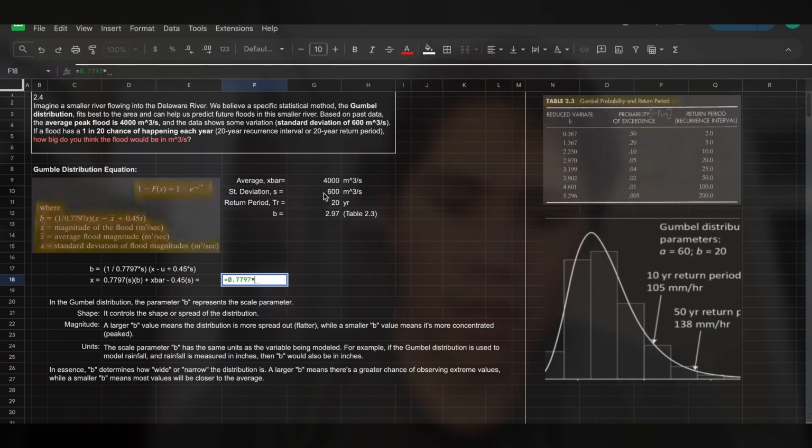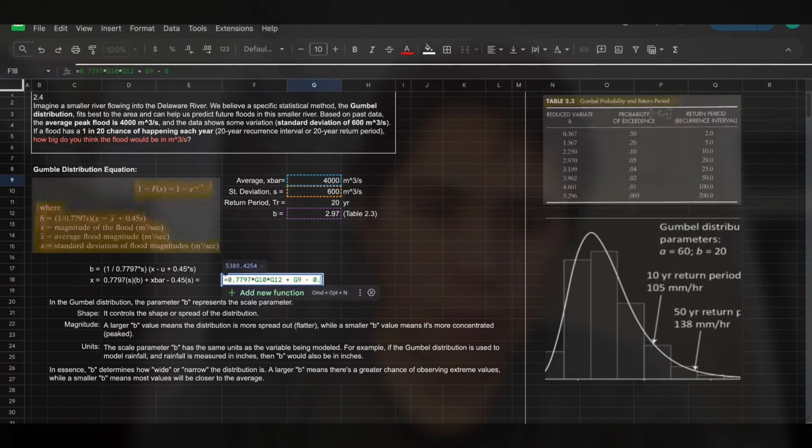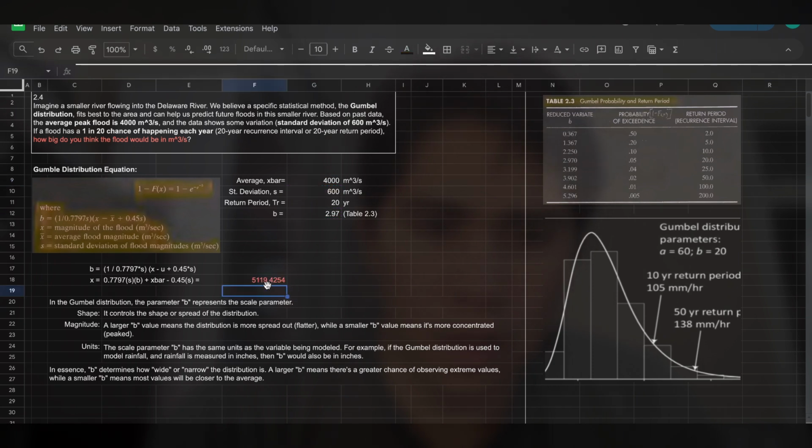Times s times b plus x bar minus 0.45 times standard deviation again. And this is in cubic meters per second. So this is the answer for this problem. Now, this was the Gumbel distribution equation.